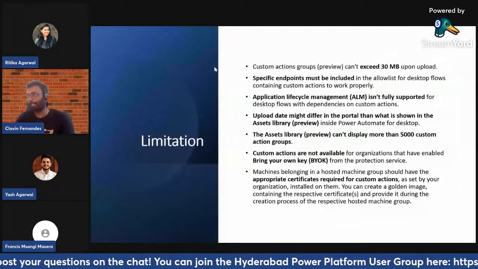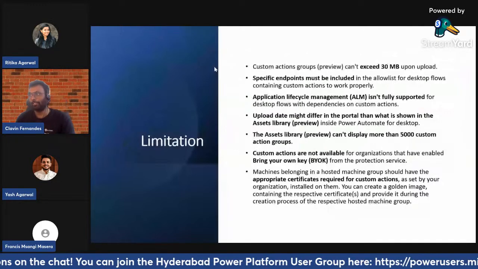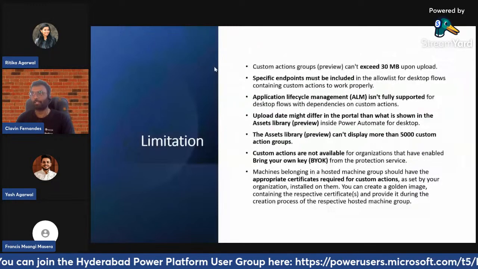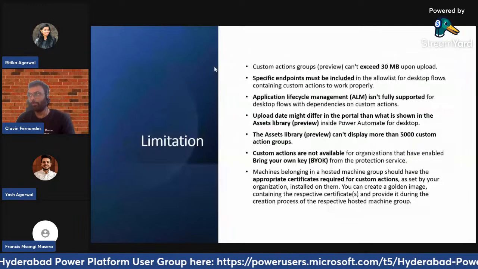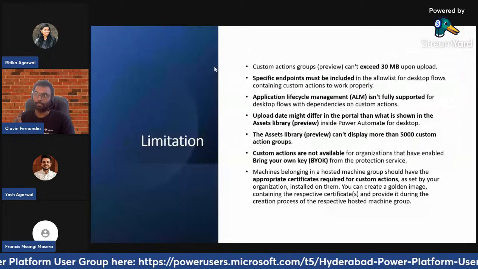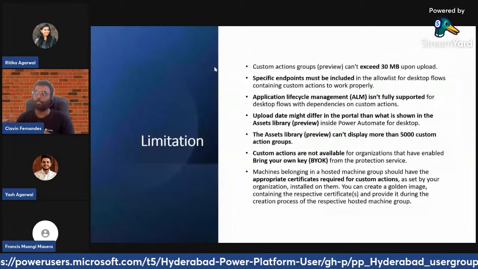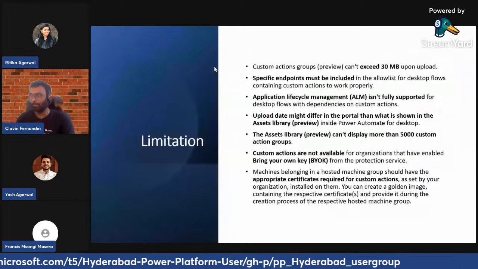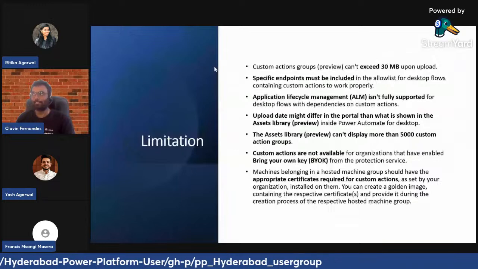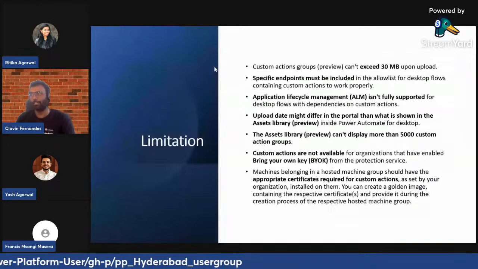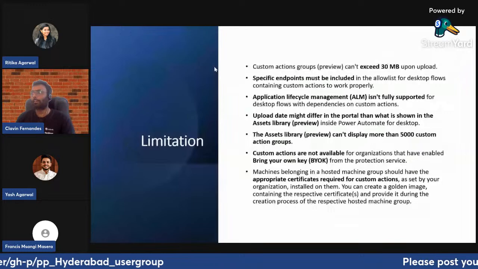If you have specific endpoints that you're using, you need to whitelist them. It does not support application lifecycle management as of now. The upload date in the portal, that is make.powerautomate.com, can be different as compared to the desktop. That's fine, I think. The asset libraries cannot have more than 5,000 custom actions.